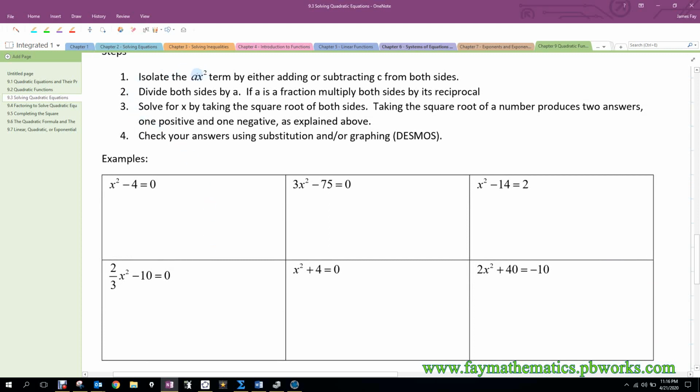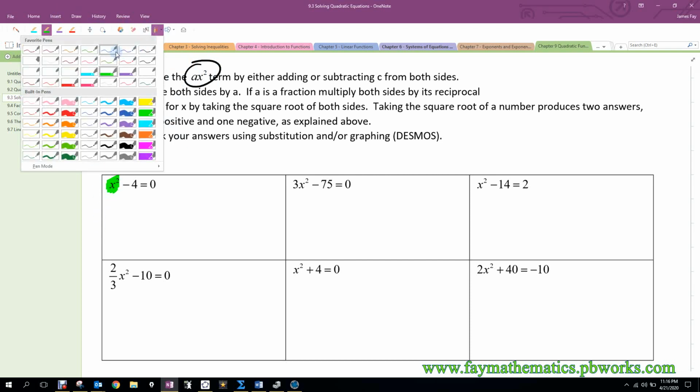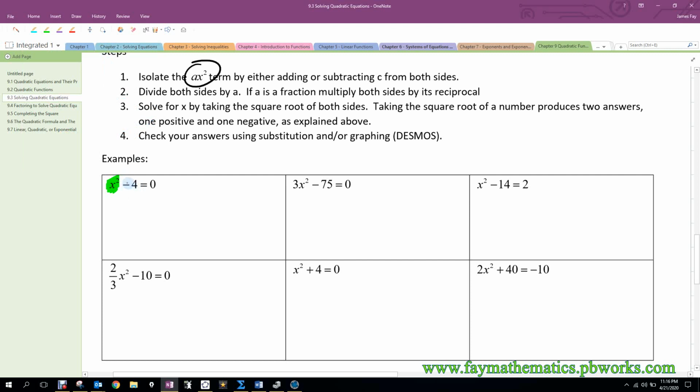First thing to do, isolate the ax squared term. To do that, remember, I have to look at what's over there with it. It's a -4. I need to get that to go to the other side, so I'm going to add 4. Because it's an equation, you need to do the same thing to both sides. So a lot of our approaches that we've used with solving linear equations are still true here until really the last step. And we get x squared is now equal to 4.